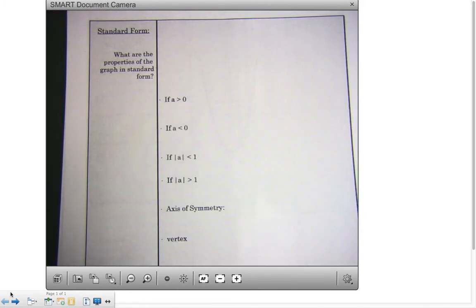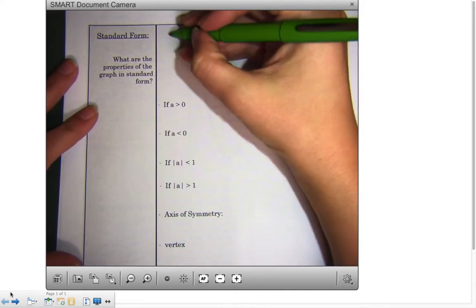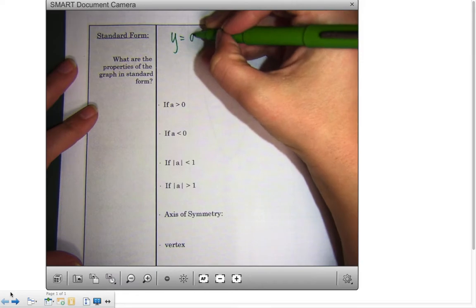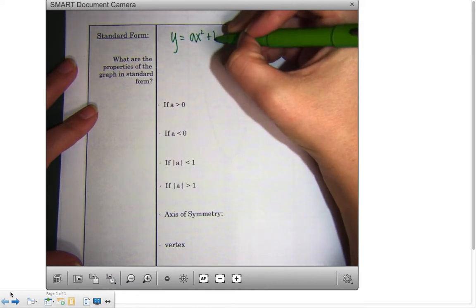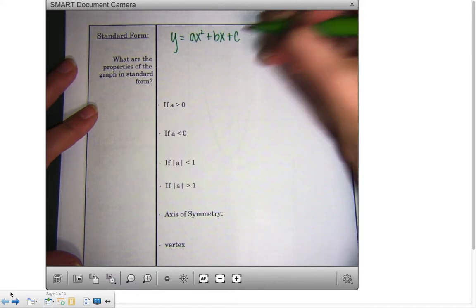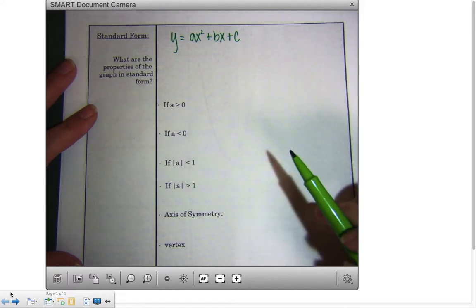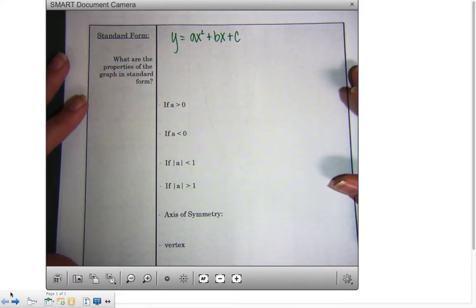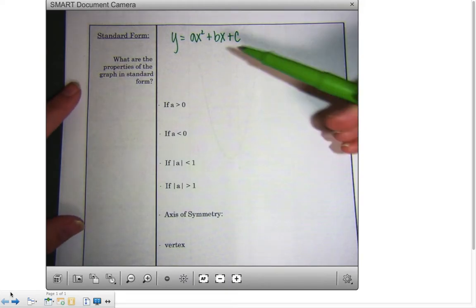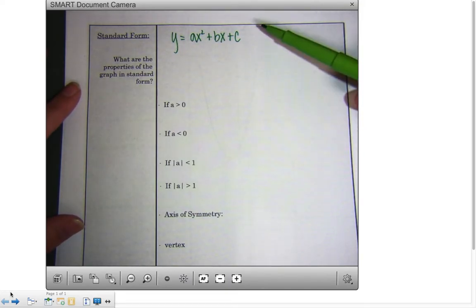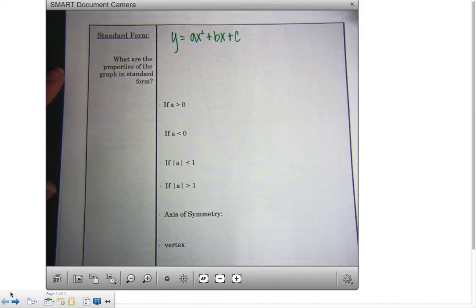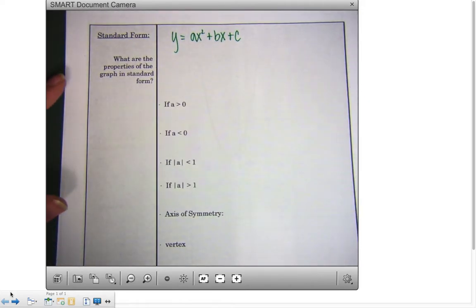So the first form we're going to look at is standard form. That is y equals ax squared plus bx plus c. Again, that can be f of x equals, it just depends on how you're seeing it written. So if it's y or f of x, you do the exact same thing.